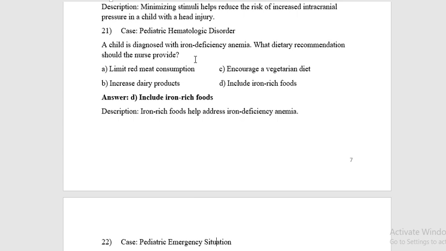The answer is D. Include iron-rich foods. Iron-rich foods help address iron deficiency anemia. For increasing iron in our bodies, we should take iron-rich foods.